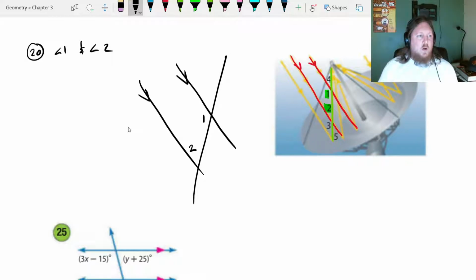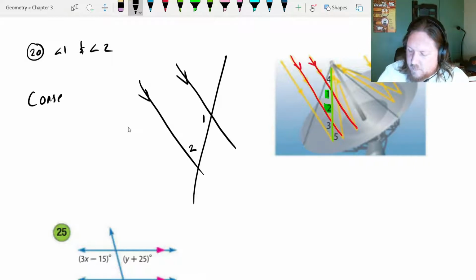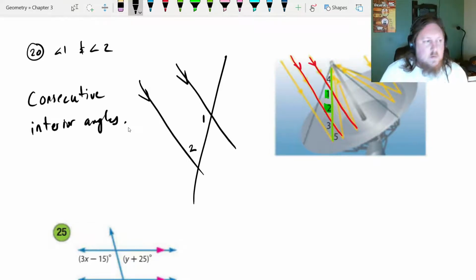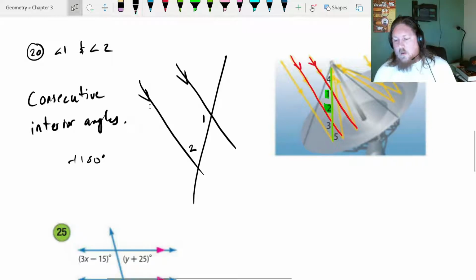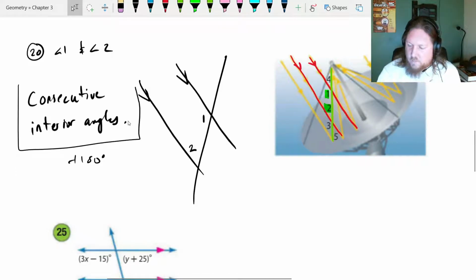Angle 2 and angle 1 are in between the parallel lines and on the same side of the transversal. This would tell us they are consecutive interior angles. And that should also tell us that they're supplementary, right? They add up to 180 degrees. Doesn't matter what they are, they add up to 180. All right, and that's all I'm really looking for here.